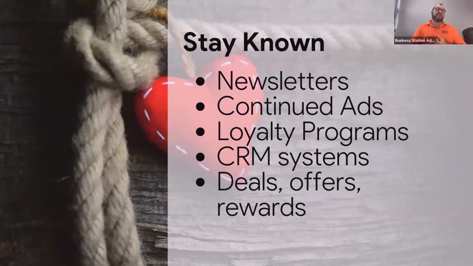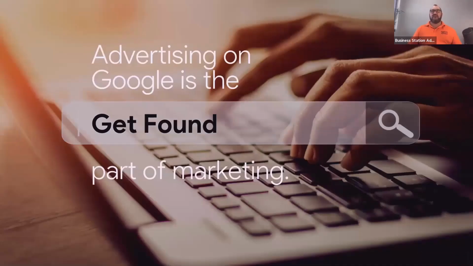You use CRM systems, or customer relationship management systems. They tie in with your newsletters and your email automation, like MailChimp, Active Campaign, a lot of those kinds of systems. And then you've got things like deals or rewards or very special one-off offers that you give people as an incentive to work with you again, or to continue to buy from you again and again. So advertising on Google, to be clear, is smack in the middle of the get found part of marketing.